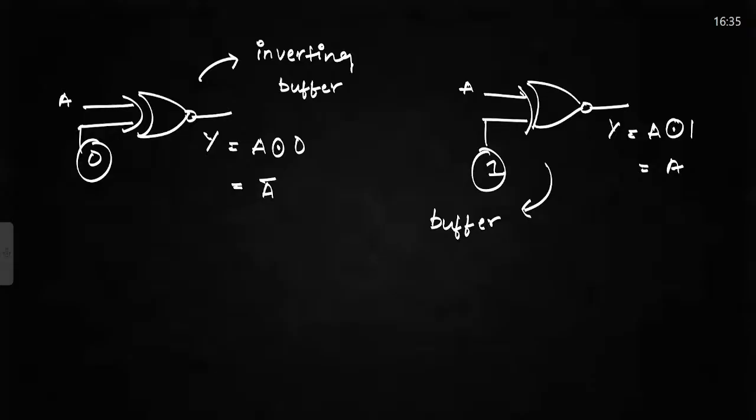Now let us try to solve one question for XOR and XNOR. A XOR B XOR AB. They are asking us to simplify this expression.